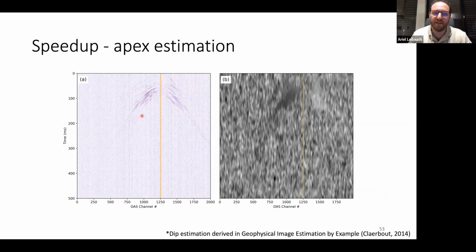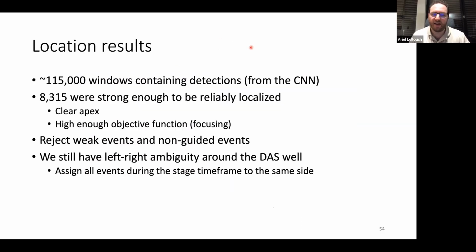This is, by the way, what most microseismic events look like. So not terrific quality. As I mentioned, we had more than 100,000 events. Only a relatively small portion were good enough to be reliably localized, which means we could automatically pick their apex with high certainty, and that this dispersion energy focusing worked well. So we threw away many weak events and possibly many events that did not have guided waves, which is good because we cannot locate them anyway, because they're not within our set of assumptions that the guided waves are dominant.